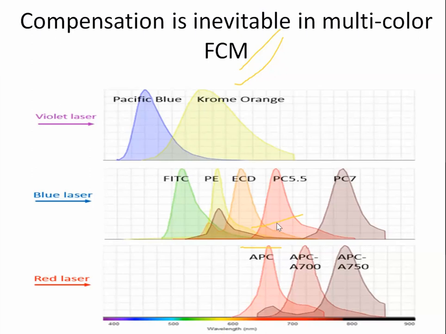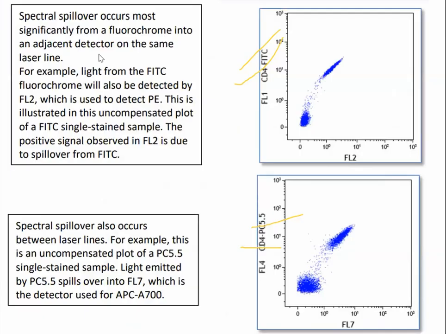This compensation and spillover will happen maximum with tandem dyes or between 2 adjacent fluorochromes with respect to their emission range. I'll show you that in the subsequent slides. Now, spectral spillover occurs most significantly from a fluorochrome into an adjacent detector. For example, FITC is 1 fluorochrome. The adjacent detector to the FITC detector is the PE detector. So some amount of FITC light will spill over into the PE detector. That is the point.